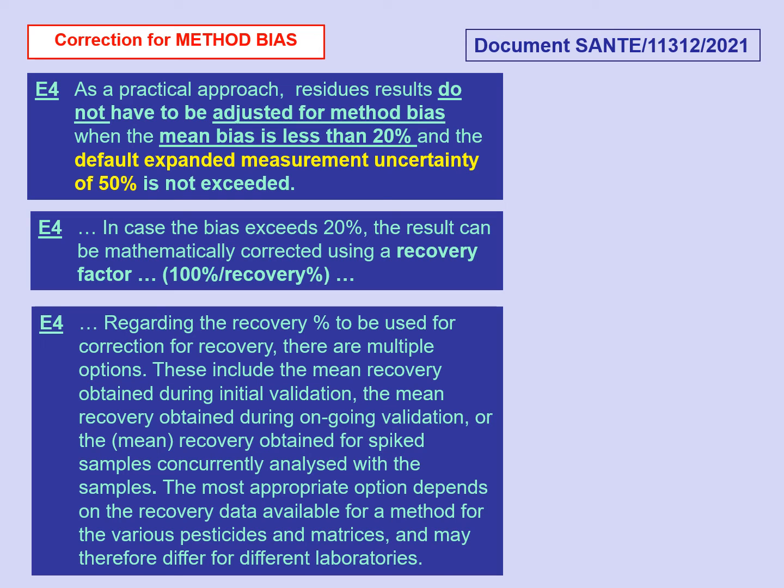Regarding the recovery percentage to be used for correction for recovery, there are multiple options. These include the mean recovery obtained during initial validation, the mean recovery obtained during ongoing validation, or the mean or individual recoveries obtained for spike samples concurrently analyzed with the samples. The most appropriate option depends on the recovery data available for a method for the various pesticides and matrices and may therefore differ for different laboratories.